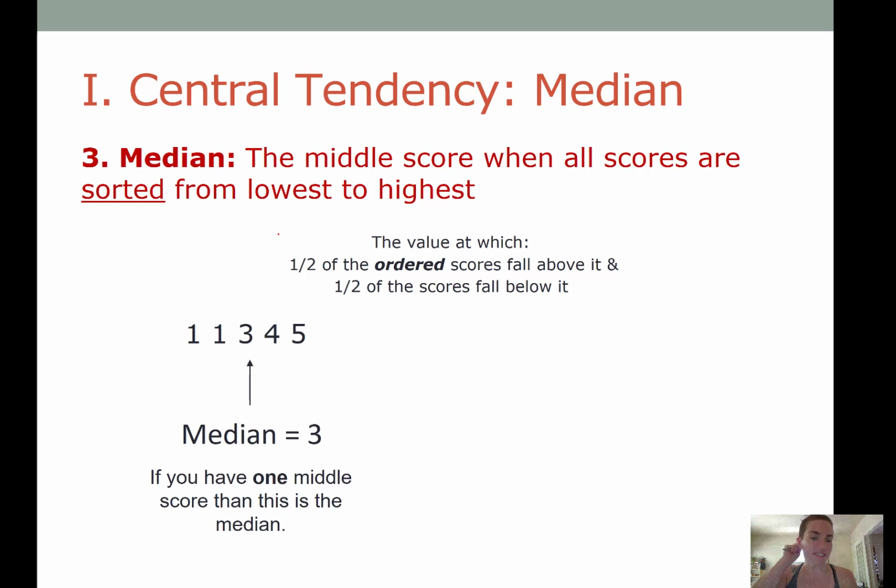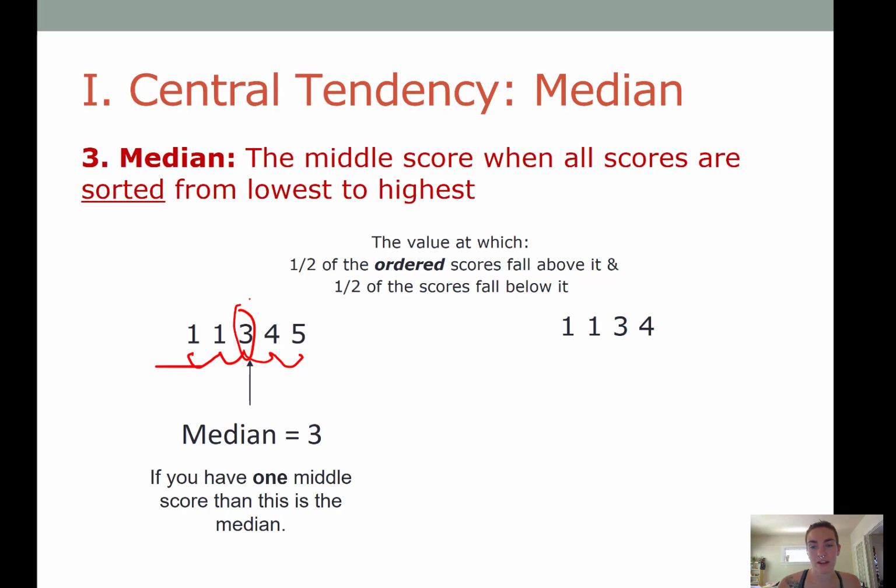So let's look at an example. If our scores are 1, 1, 3, 4, and 5, each one of those scores represents a value for an individual in our sample. Then we ordered them. Notice that they're in order from lowest to highest. And the middle, you see, first score, second score, third score, fourth score, fifth score, right? This is the middle score. So the middle score, once we've ordered our scores, is 3. So the median of this data set is 3.